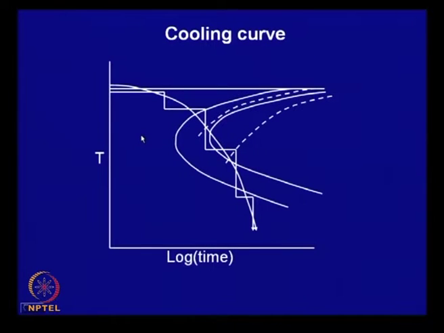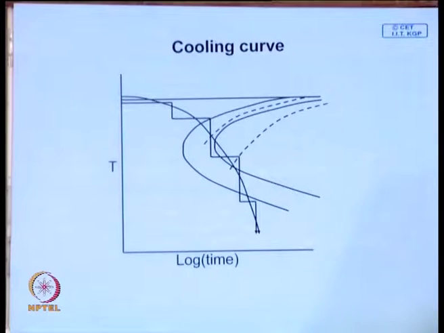Now, a quick look at how you can draw the cooling curve, or infer the CCT diagram, from an isothermal transformation diagram. So, here you see an isothermal diagram which is superimposed, and let us consider eutectoid steel.